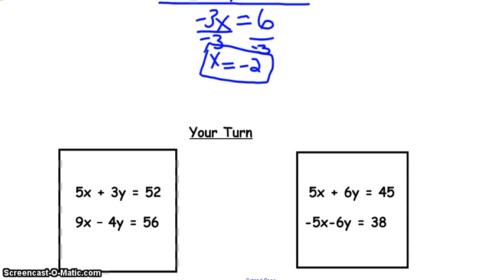Alright, I'm going to give you 2 problems. I want you to see if you can solve these 2 by elimination, and we will check them in class.